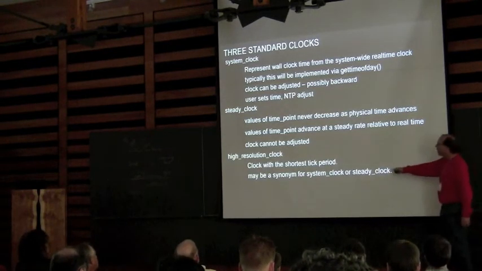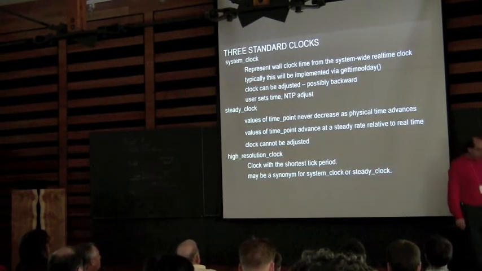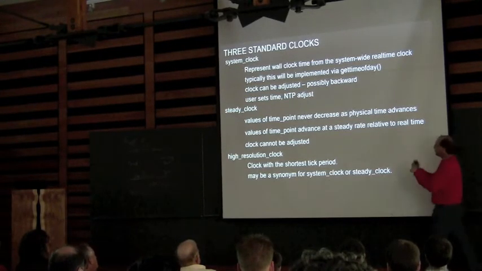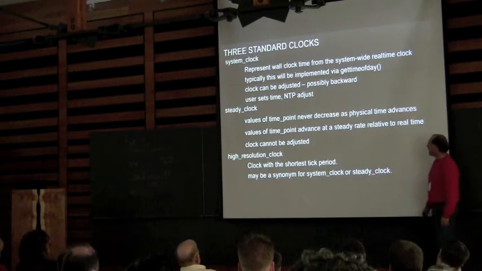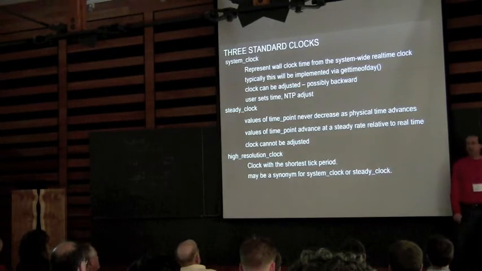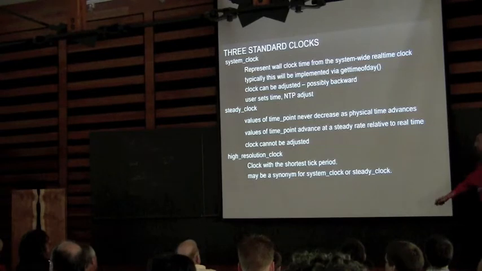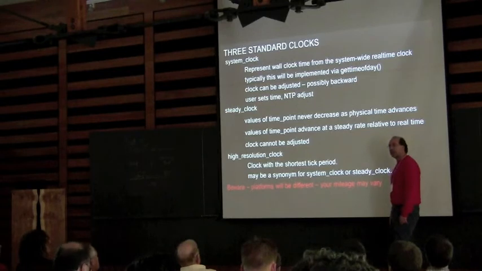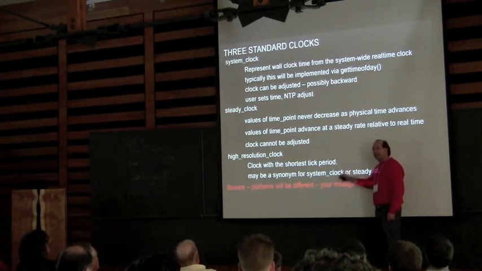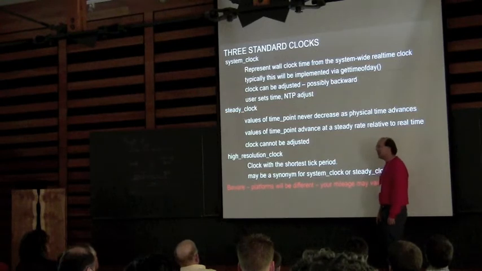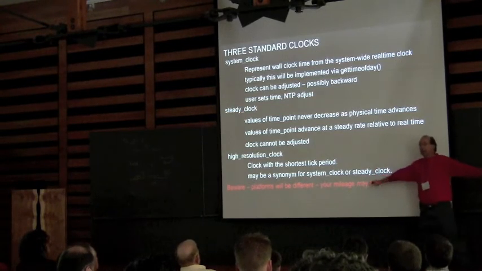And then there's the high resolution clock, which is intended to mean give me the highest performance clock I can get from this machine. It has the smallest resolution, the finest level for timing that I can get. And what you're going to probably find most of the time is that it's one of these others. Yes? So there's no guarantee on it increasing? You know, that's an interesting question. I'm surprised, you're right, it can be, because it says it can be a synonym for system or steady. So, beware, platforms will vary.